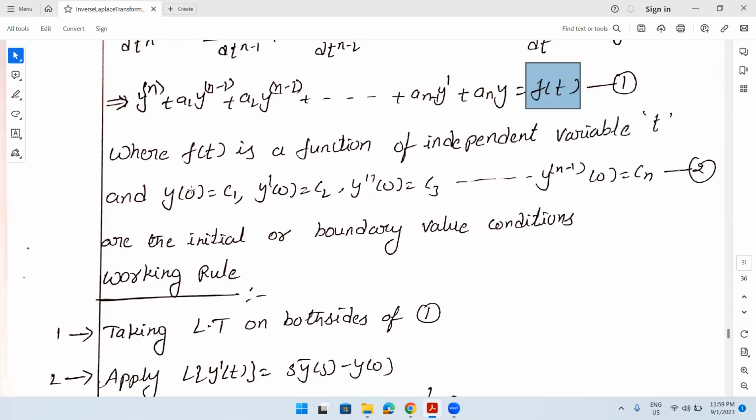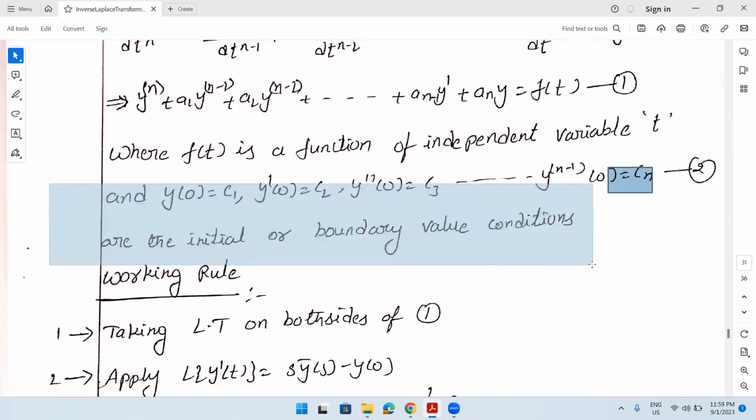They will also give you the initial conditions. What are the initial conditions? y of 0 is equal to some value, y dash of 0 is some value, y double dash of 0, and so on. If the order is n, we get n minus 1 conditions. So if the order is 3, we get only 2 conditions; if the order is 4, we get 3 conditions, n minus 1 conditions. These are called initial conditions.